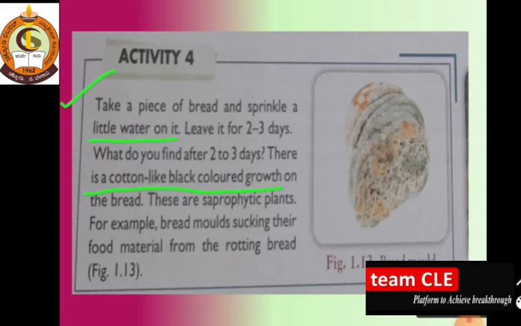So dear students, this cotton-like black colored growth on the bread, these are the saprophytic plants. This is the bread mold sucking its food material from the rotting bread. These are the fungus which can develop on decaying materials, and this is one of the modes of nutrition where saprophytic plants get their nutrition from dead and decaying organic matter.